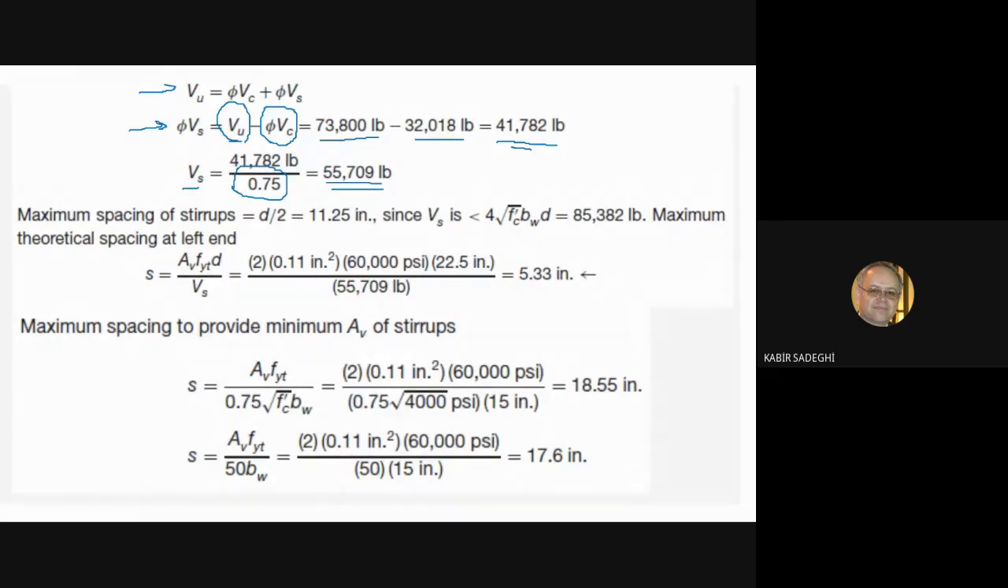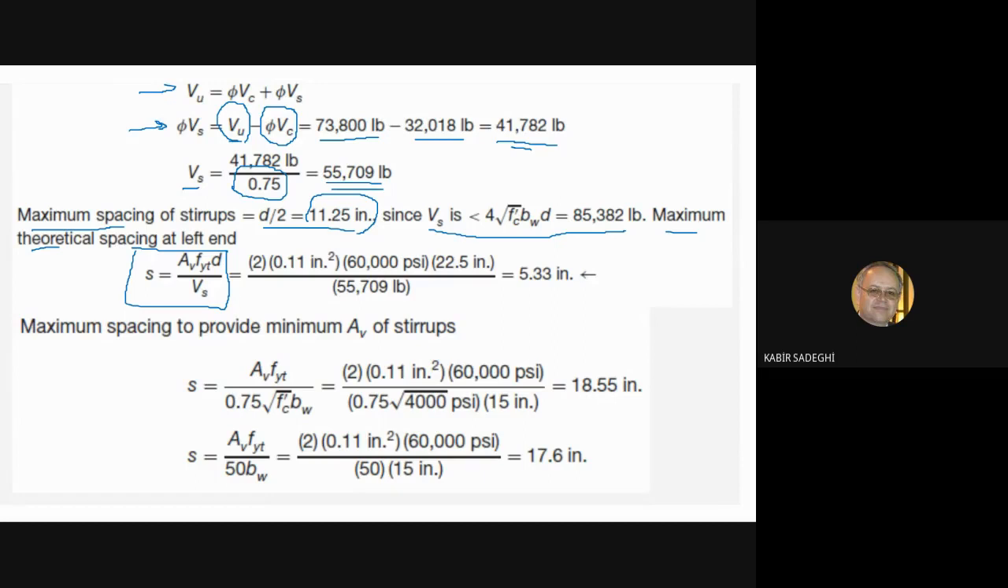Therefore, we should check the other values, the maximum spacing. One of the limitations that we should check, it was D/2. S should not be greater than this value. Why? Because we checked and the S is less than this value. Another maximum spacing should not be greater than this value. No, this is the formula that we apply.